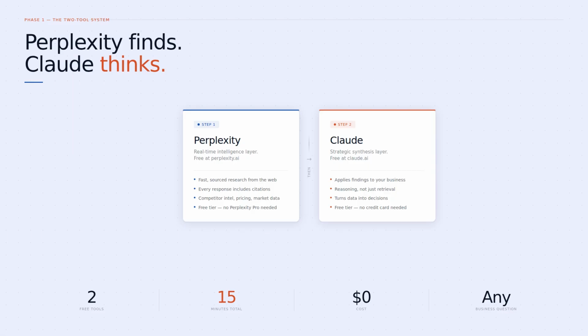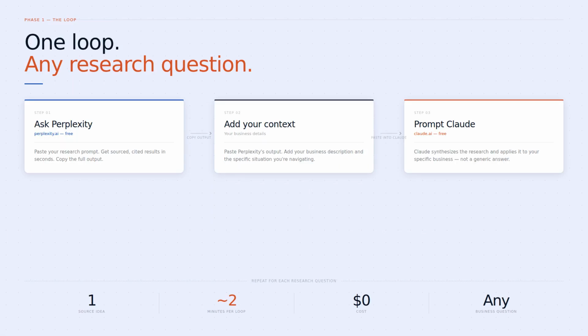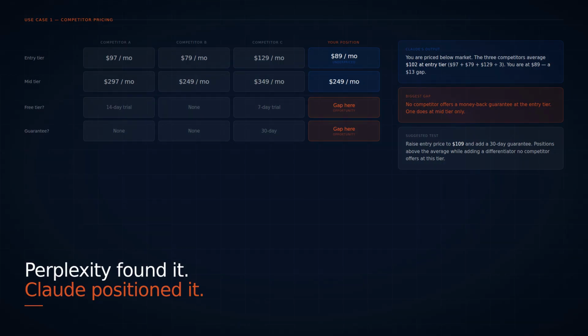Where Perplexity is built for search and retrieval, Claude is built for reasoning and synthesis. You paste in what Perplexity found, add context about your specific business, and ask Claude to make it actionable: recommendations, decisions, a structured document. Together, the loop looks like this. Ask Perplexity. Copy the output and add your context. Prompt Claude to synthesize. Perplexity finds, Claude thinks, you decide. That's the entire framework. Now, let's put it into practice across 3 real use cases.